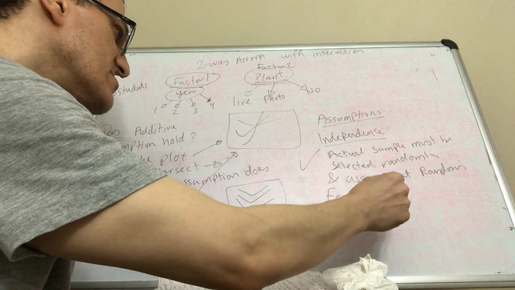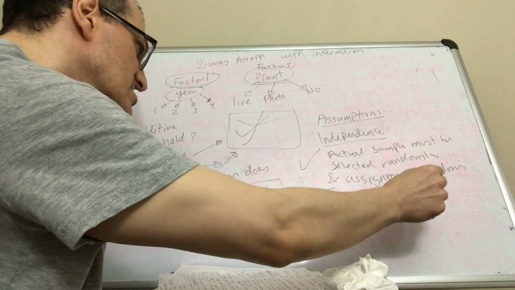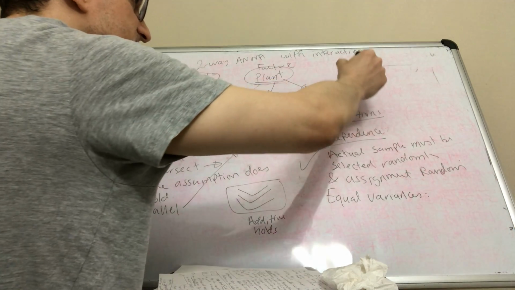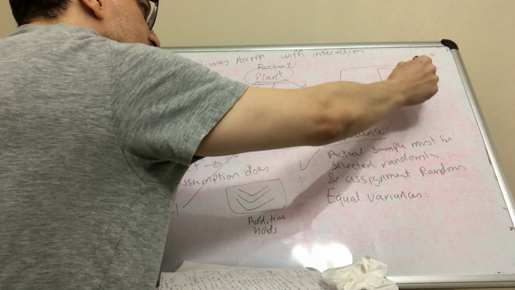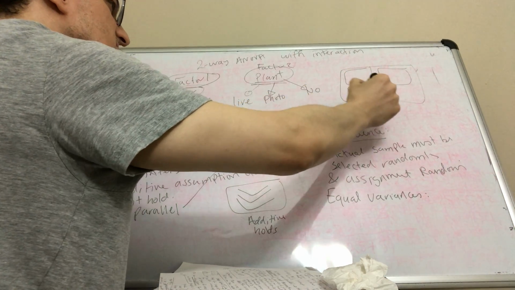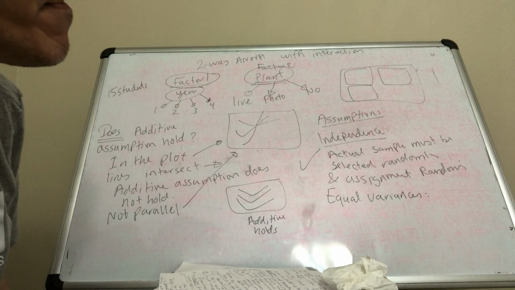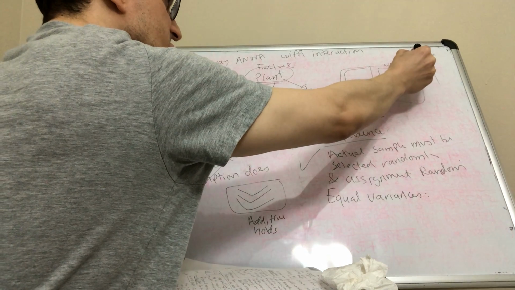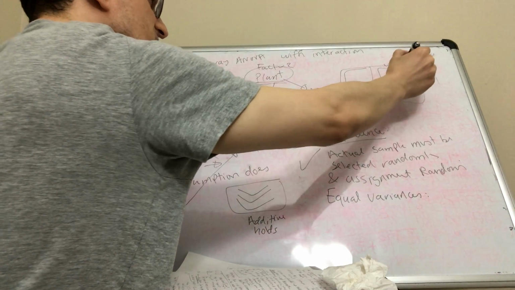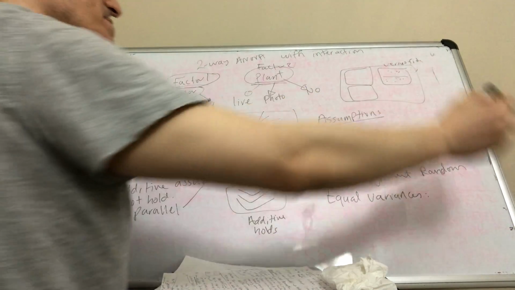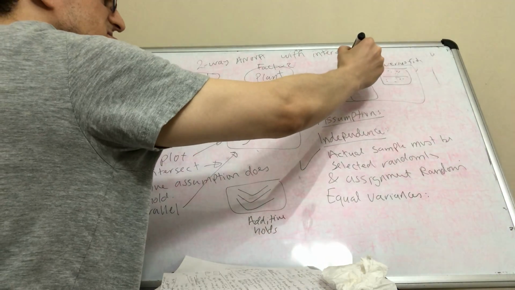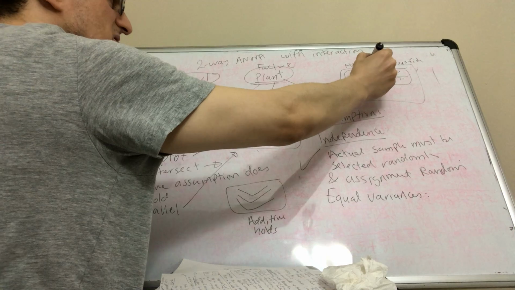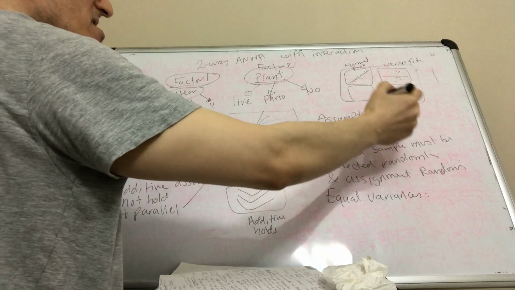Then you got the equal variances assumption. You'll see that there are the 3 major graphs, the residuals versus fits, where you see the points, and the normal probability plot, where you see the line, and the histogram.